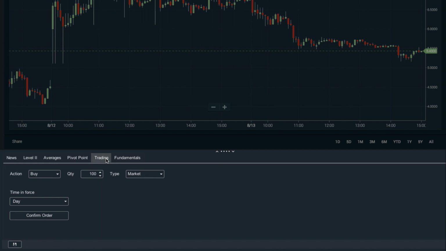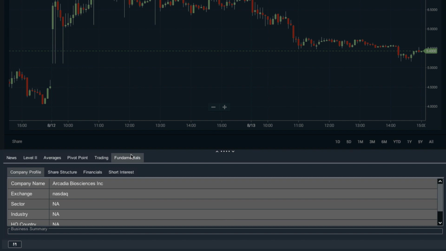Next, you have a trading window, and this window actually allows you to trade the stocks you're analyzing if you've connected to your broker. So if I have connected to my broker through the Scanz platform setting, I can place buy and sell orders directly through the montage window.